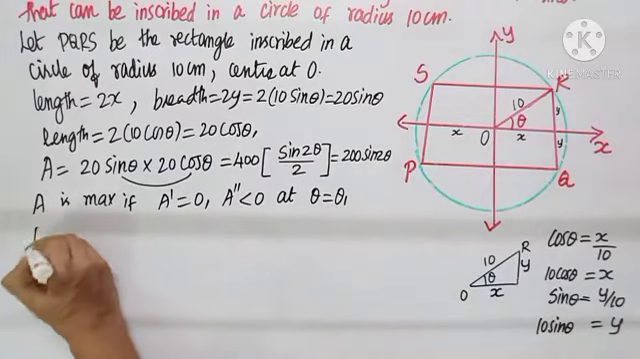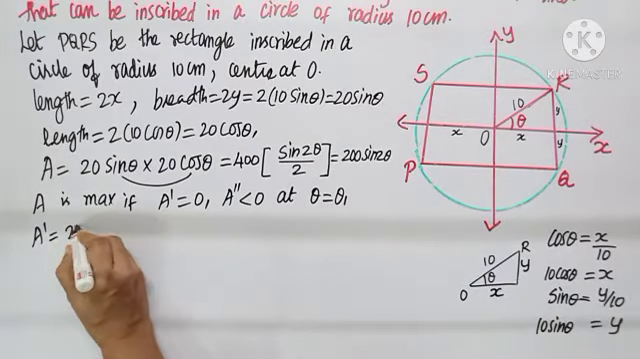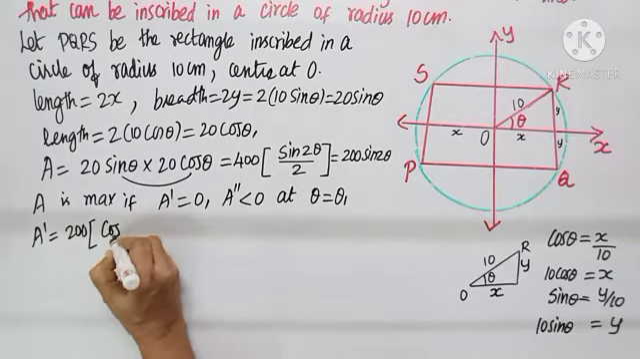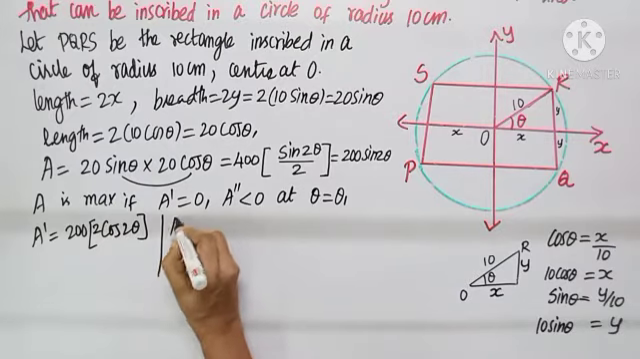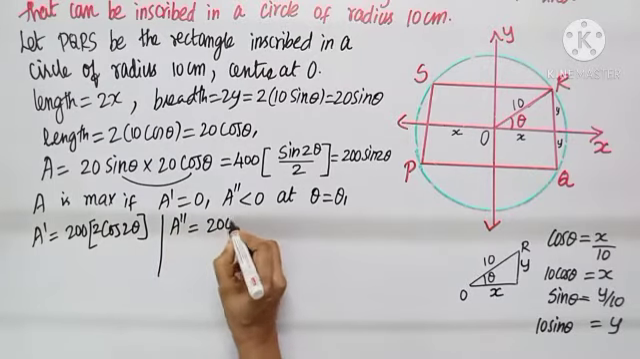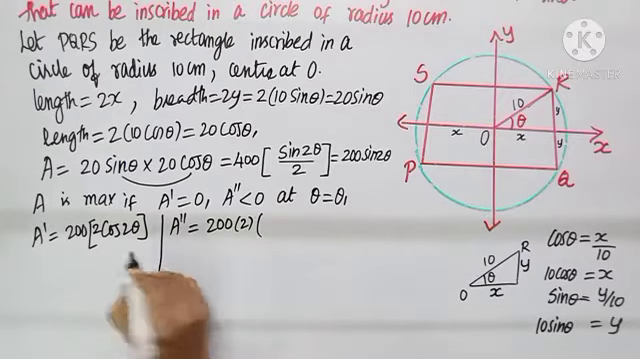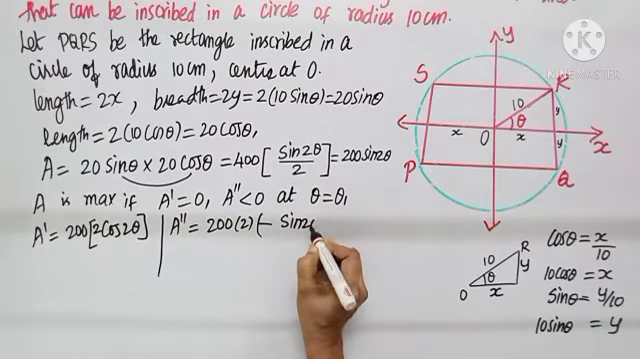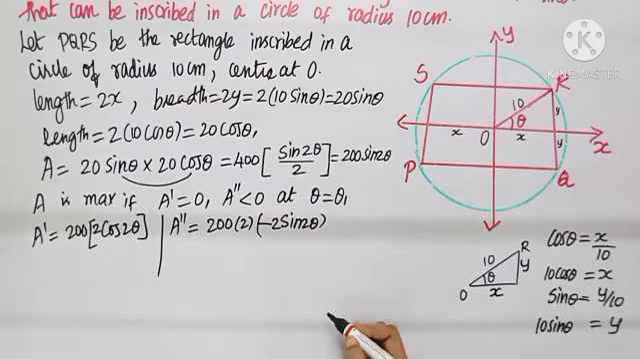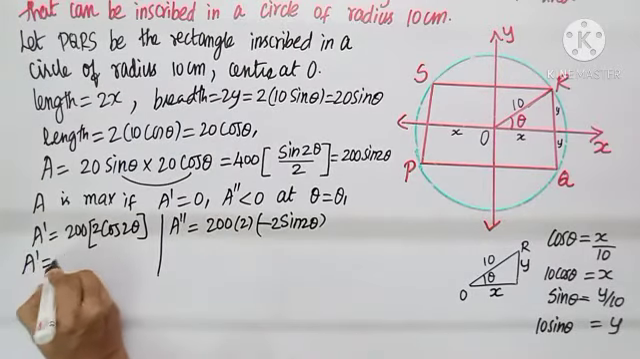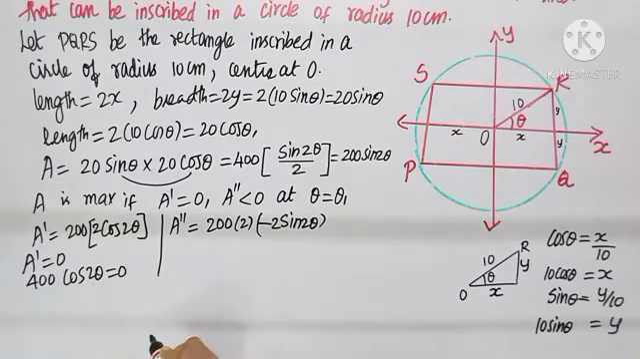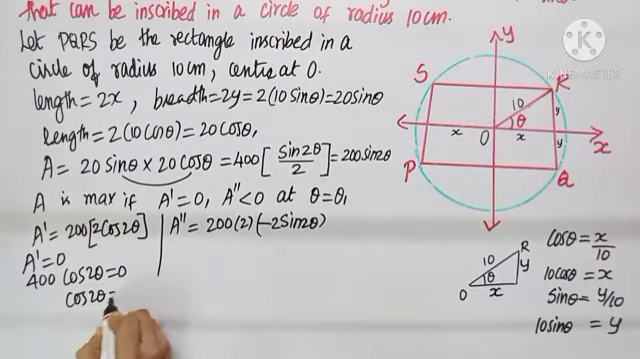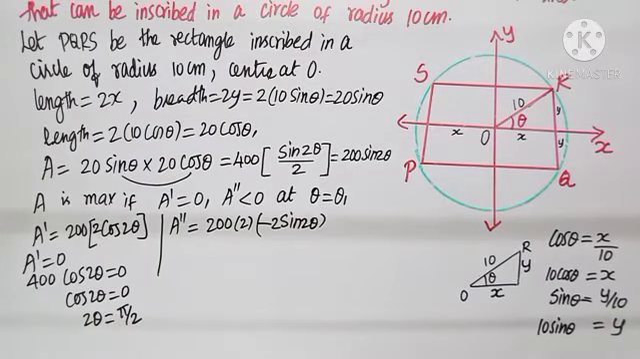Find out A dash. It is 200 as it is. Sin 2 theta will become cos 2 theta, and 2 theta will become 2. A double dash is 200 into 2, and cos 2 theta will become minus sin 2 theta, and 2 theta will become 2. Put A dash equal to 0. 400 cos 2 theta equals 0, or cos 2 theta equals 0, which tells me 2 theta will be 90 degrees or pi by 2. When is cos 0?